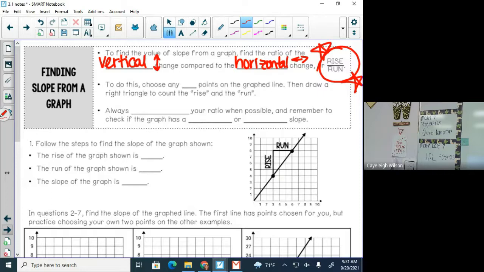So the rise over the run, which is the change in the vertical over the change in the horizontal. To do this, you're going to choose any 2 points on the graph line. And it says to draw a right triangle to count the rise and the run. And I'll show you how to do that in a minute.